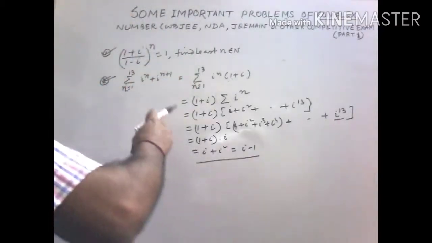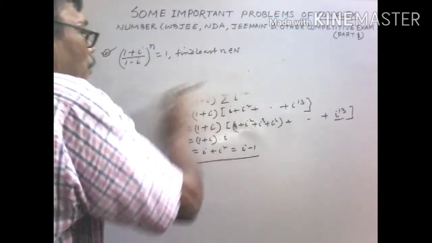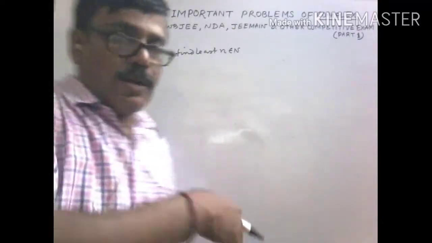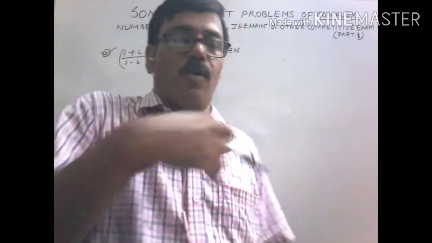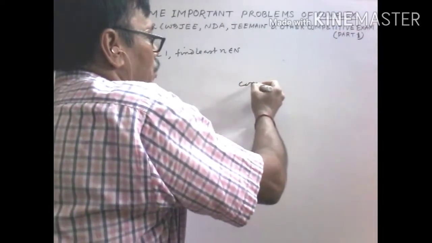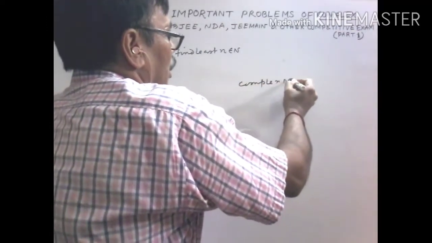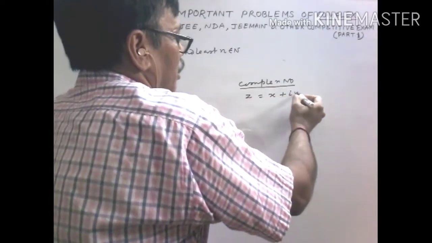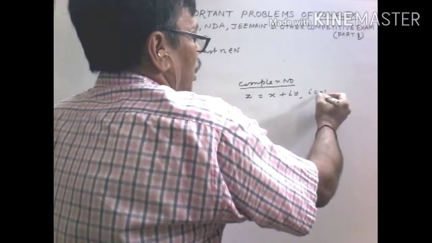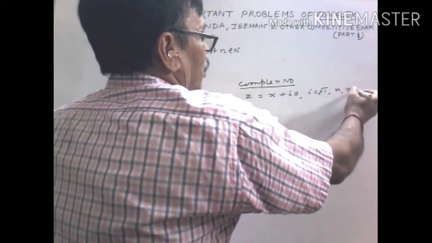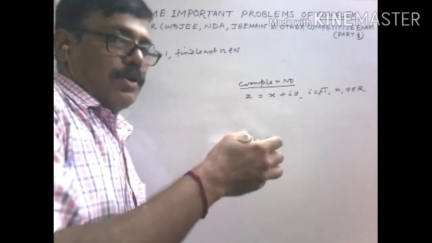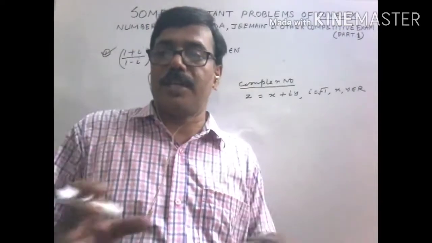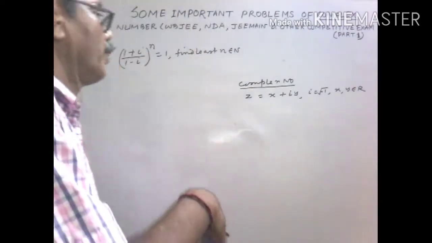Now problem number 1. A complex number is denoted by z = x + iy, where i equals root over minus 1, and x, y belong to R. I think all of you know the basic concept of complex number.